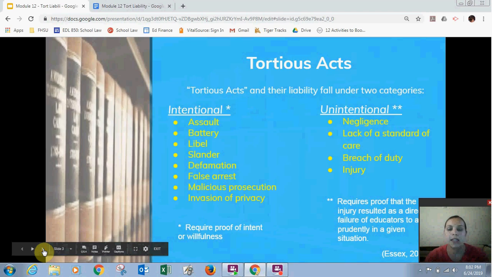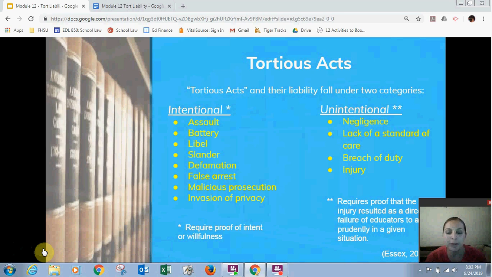So as you're going to see, some of the acts that we were talking about that can be damaging to someone fall under two categories. Some of these acts can be physical, your assault, your battery. They could be verbal, your libel, your slander, defamation, falsely accusing someone of something, or invading their privacy and touching their property. These types of acts require proof of intent, that you meant to harm that person and you decided that that was your choice to make.